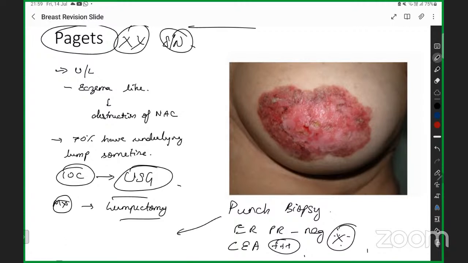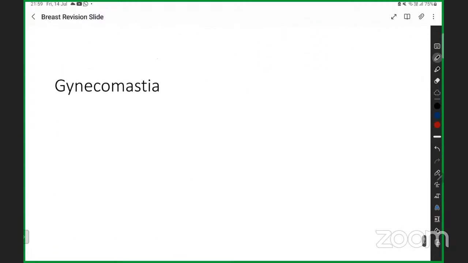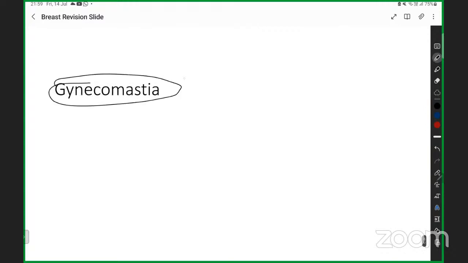So how will your punch biopsy look? In a punch biopsy, you will see pale vacuolated cells with round or oval nuclei. Treatment is either lumpectomy or you can go for mastectomy also.